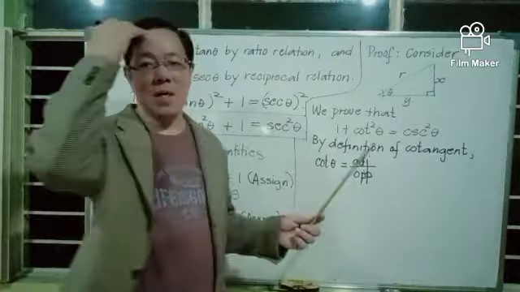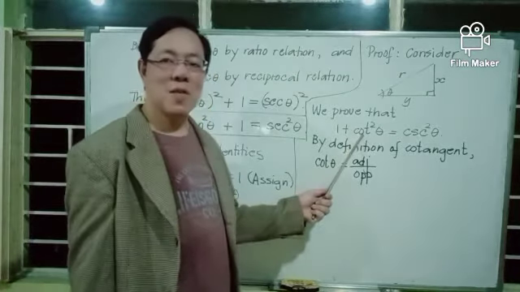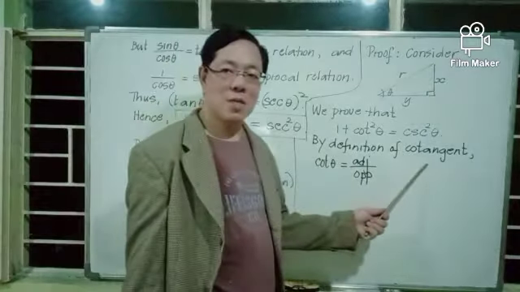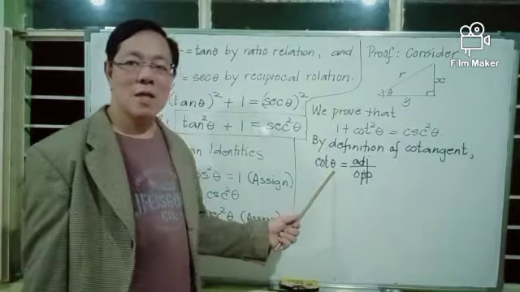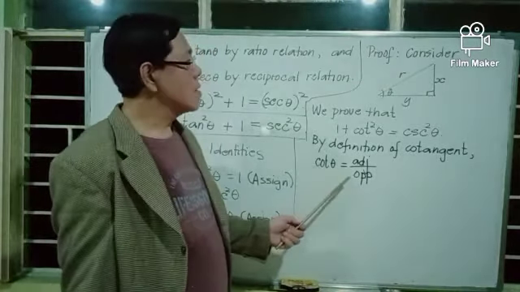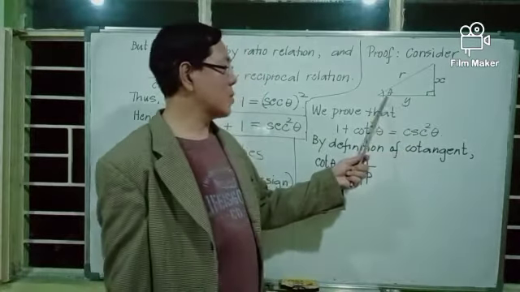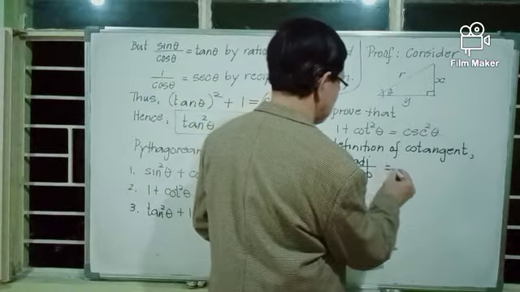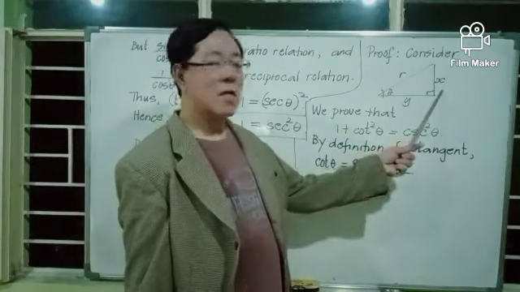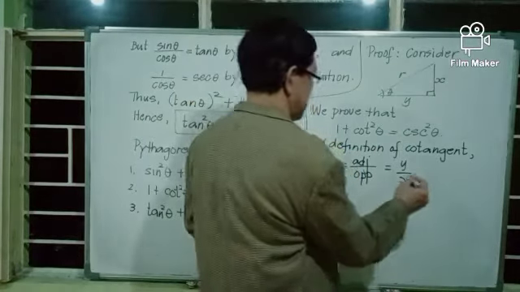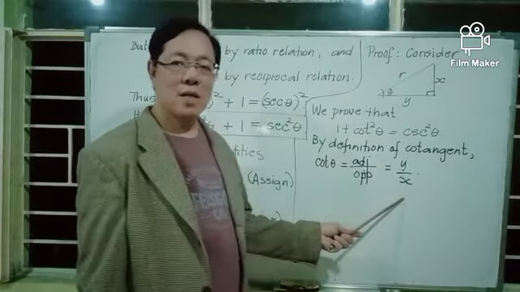As I said, we will start from the left hand side, 1 plus the square of cotangent theta. So we write first the definition of cotangent function. By definition of cotangent function, the cotangent of an acute angle is equal to the ratio of the side adjacent to the acute angle theta and the side opposite the acute angle theta. But from our diagram, the side adjacent to acute angle theta is y, over the side opposite the acute angle theta is x. And in this equation, we replace cotangent theta with y over x.